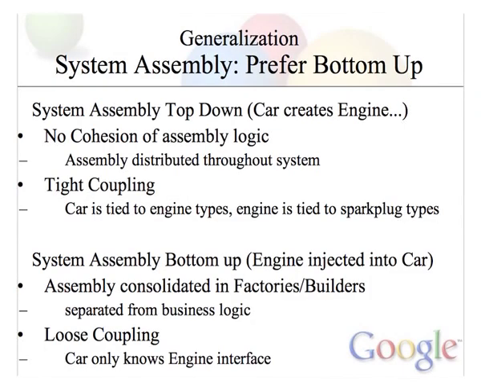We talked about system assembly and the preference for bottom-up. When we have top-down assembly, with the car creating the engine and newing up all the pieces behind the scenes, the assembly logic is distributed throughout the system. And we also have some very tight coupling. A car has to know about all the concrete engine types because it's going to be creating them, similarly for the engine and the spark plug types.